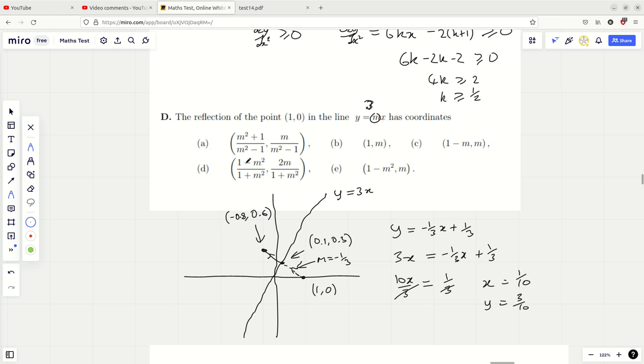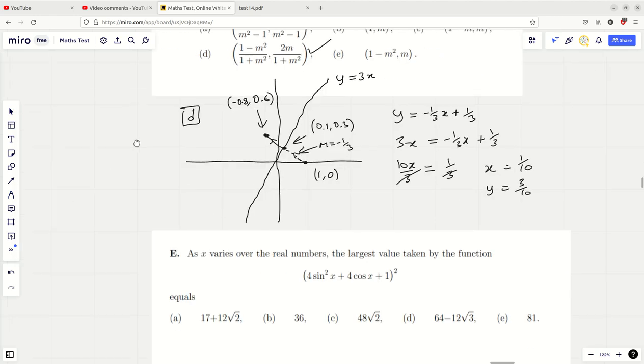Anyway, when you do that, you get 1 plus 9, which is 10. So you've got minus 8 over 10, that's minus 0.8. Here you get 2 times 3 is 6, over 10, 0.6. This one works. Try all the others. They don't work. Trust me on that. And I fully invite you to plug them in. They do not work. And so the answer is D.